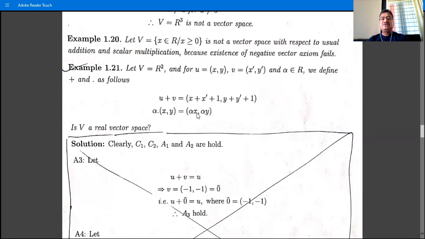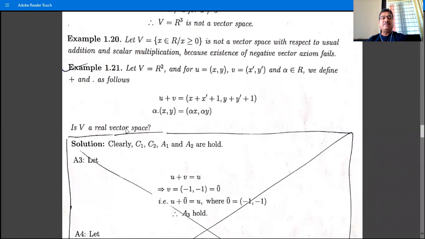That is the scalar multiplication, which is the usual scalar multiplication, but the addition of two vectors is not the usual addition. What is the usual addition of this u and v? It is the ordered pair (x plus x', y plus y'). This is not x plus x'; it is (x plus x' plus 1, y plus y' plus 1). So we have to verify whether V is a vector space.